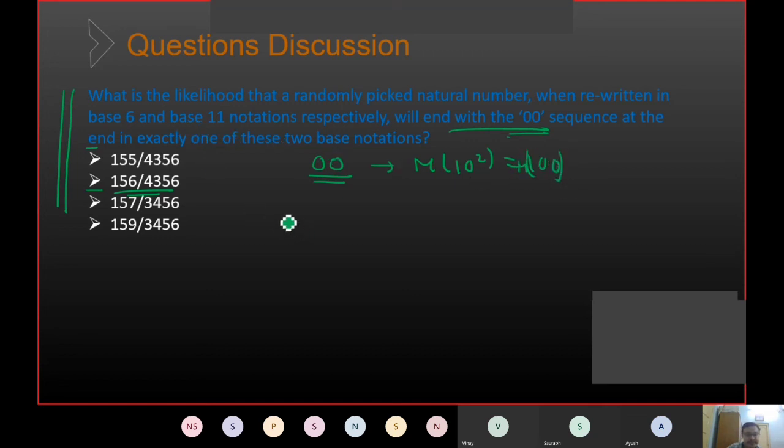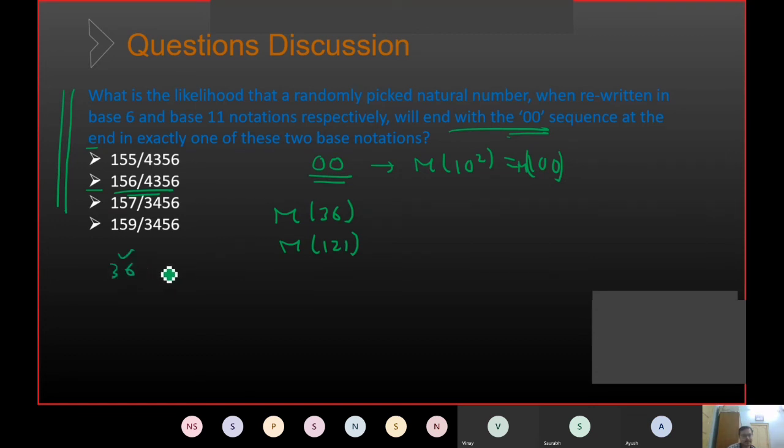So in base 6, it will be when it is a multiple of 36. In base 11, it will be when it is a multiple of 121. So basically the question is saying it is either a multiple of 36 or 121. So what is the probability that a number is either a multiple of 36 or a multiple of 121?